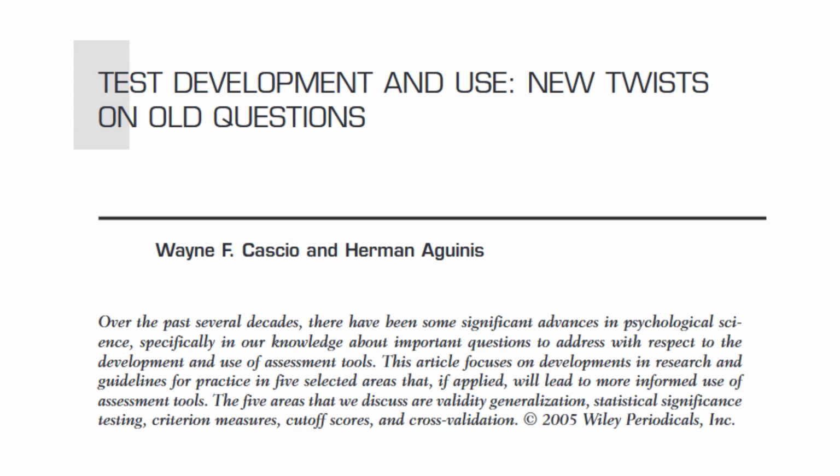We've got excerpts from a research article called Test Development and Use: New Twists on Old Questions. It was published back in 2005 in Human Resource Management. So it's a little bit older, but still very relevant. The authors are Wayne F. Cascio and Herman Aguinis.